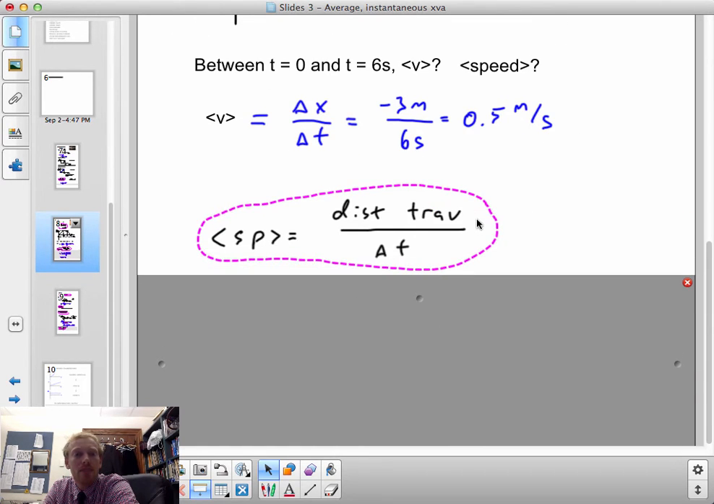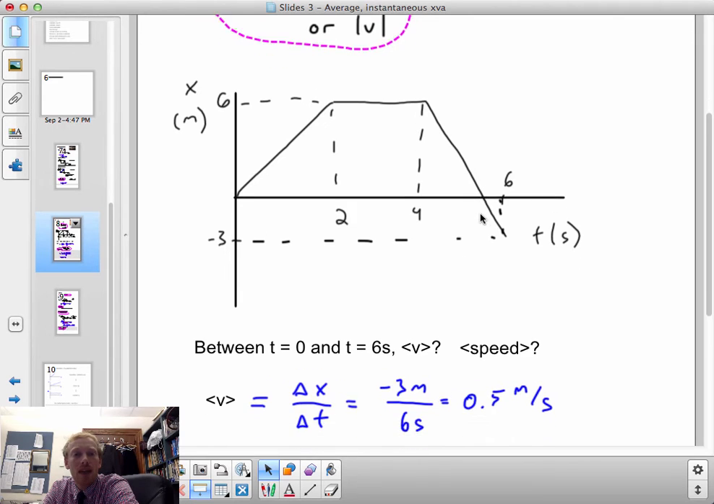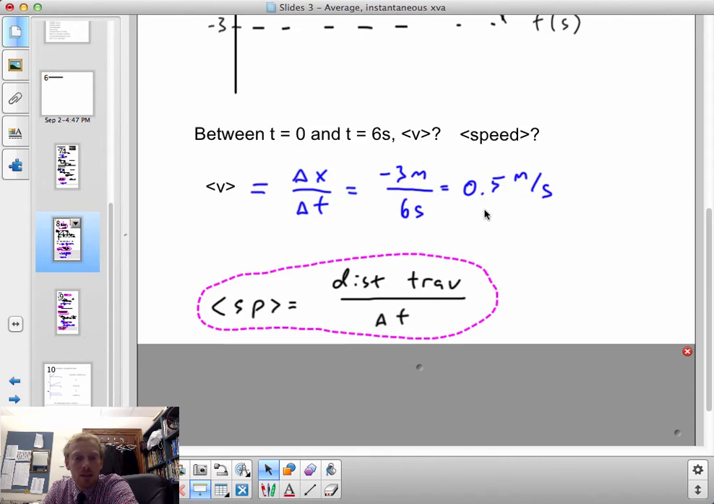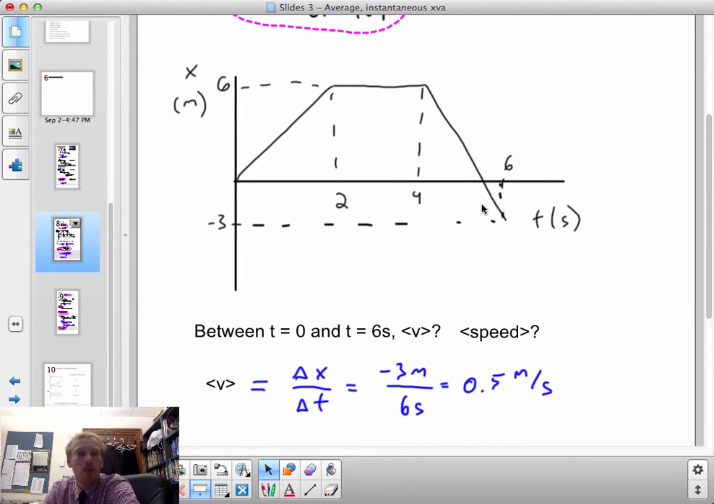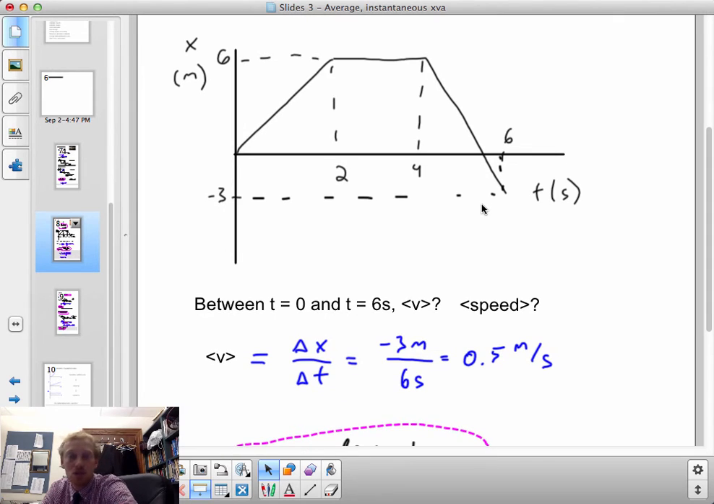What was the average speed? Well, you can find the average speed by the distance traveled divided by the elapsed time. And remember, distance traveled is the sort of shoe leather distance, the sum of the absolute value of all of the little steps. Distance traveled only ever increases.